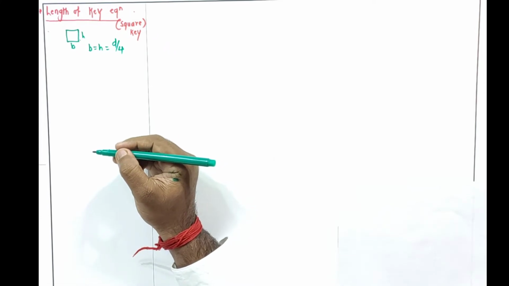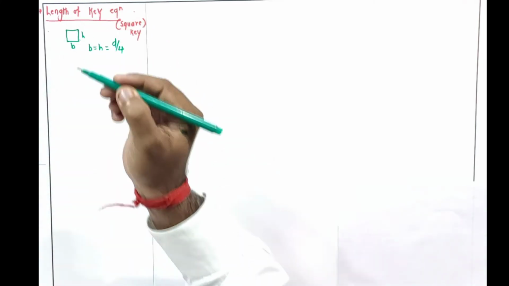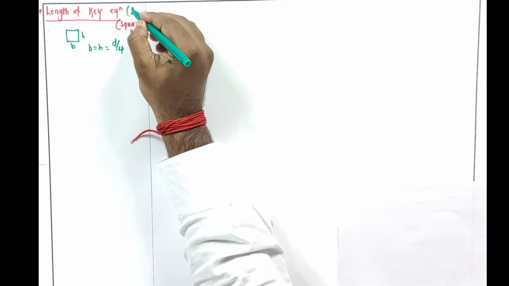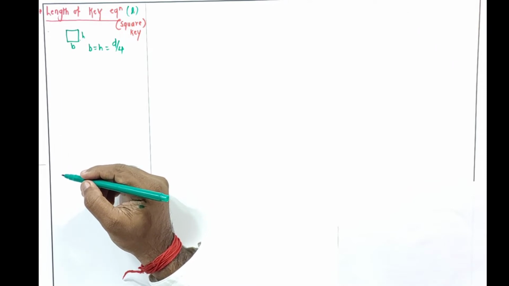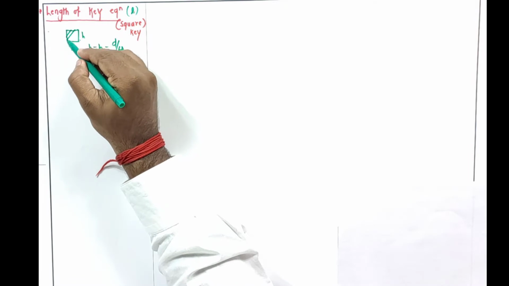While considering this, we are going to derive the length equation. Length is nothing but the small l notation. We have seen b is width, h is height, and l is the length, so that we are going to find out for the square cross section of the key.